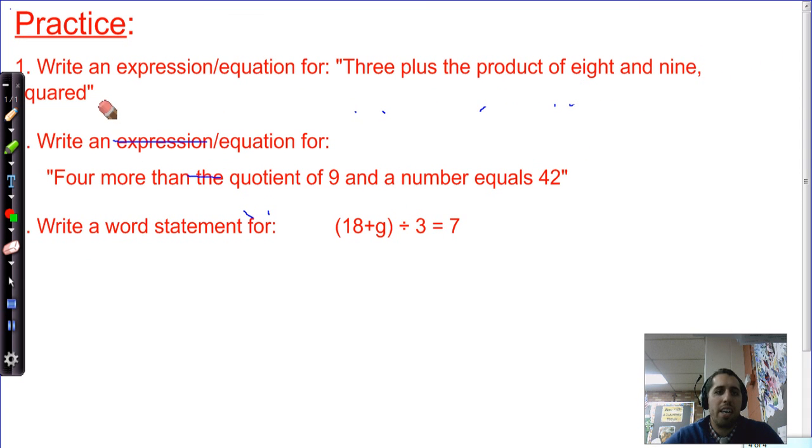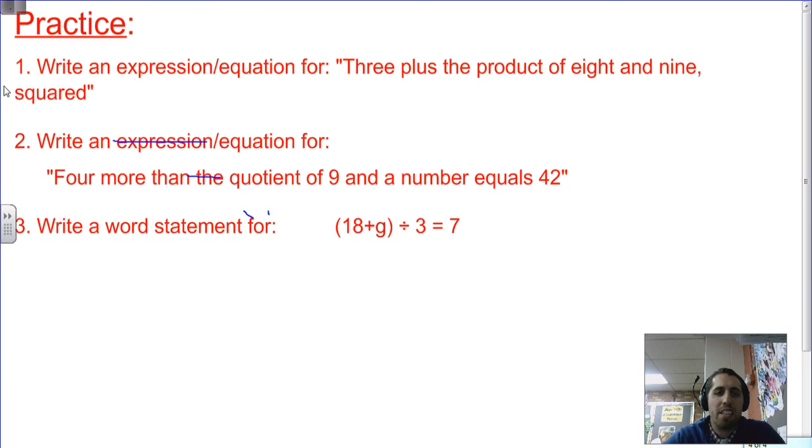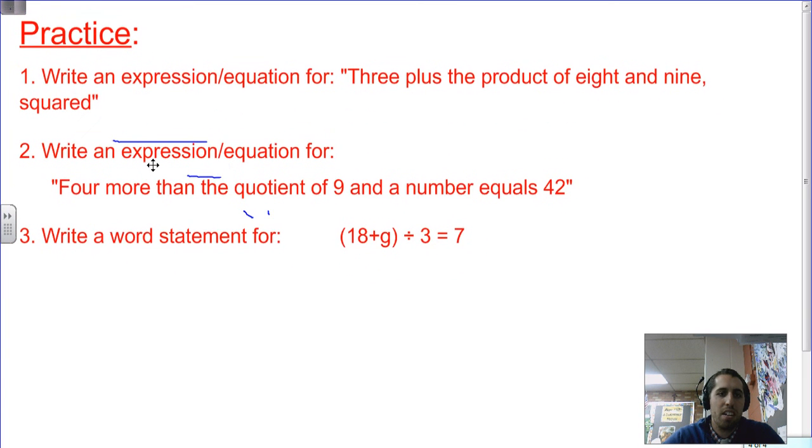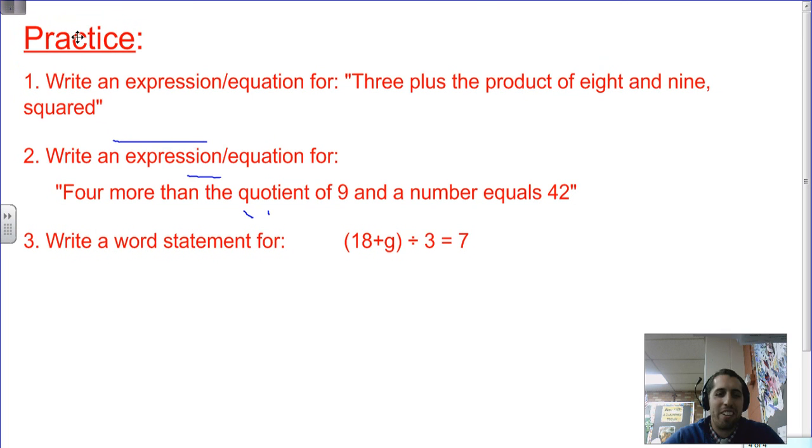The first one says, write an expression or equation for the phrase 3 plus the product of 8 and 9 squared. So you need to know what product is. You need to know what that comma tells you to do. So write an expression or equation for that.